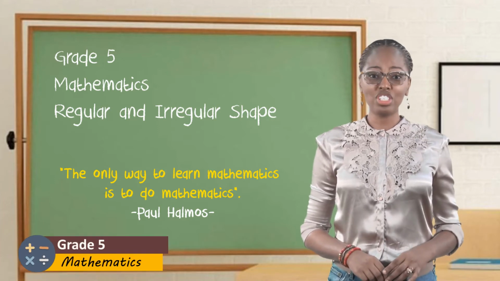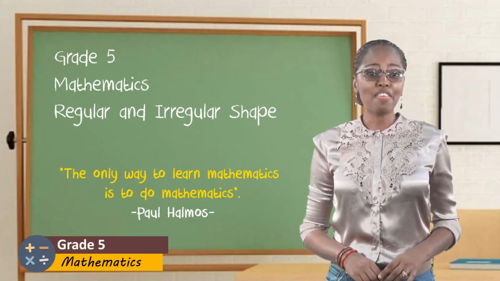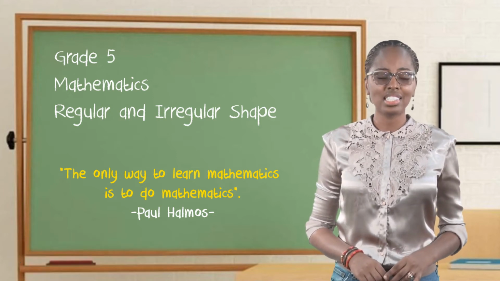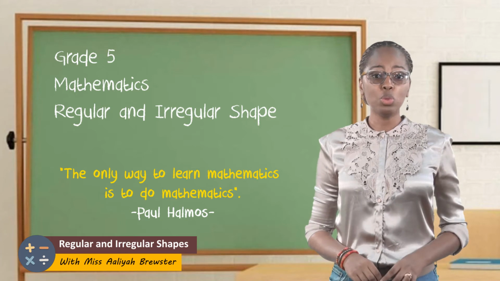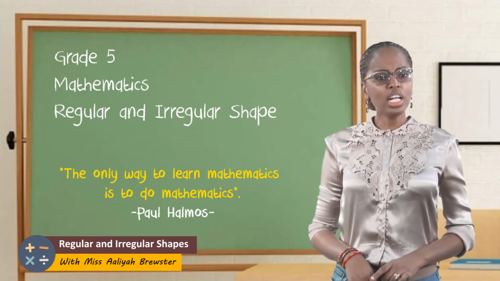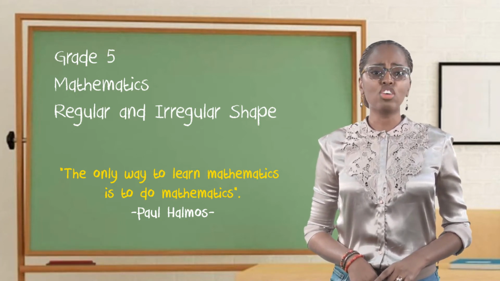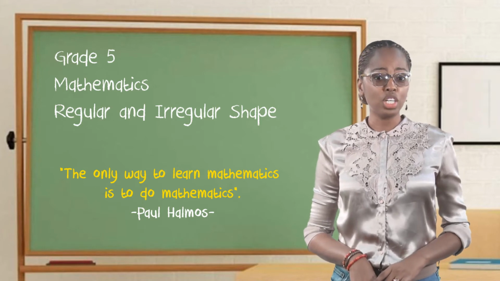Some shapes have 3 sides, while others have 4 sides or 6 sides. Each distinct quality helps us to differentiate between the shapes. Now let's move on to discuss what are regular and irregular shapes.